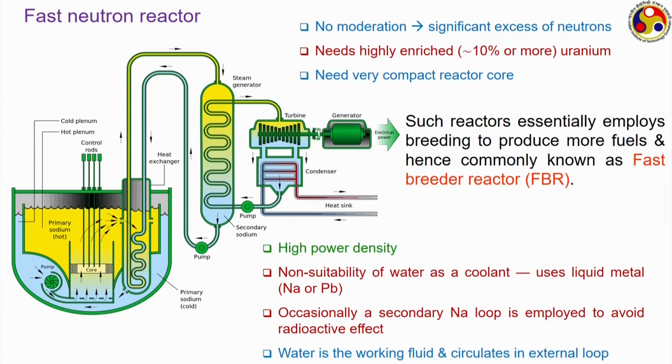Fast neutron reactors essentially employ a technique called breeding. By virtue of breeding, it can convert fertile material to fissile materials, and thereby it can produce some more fuel. That is why fast neutron reactors are also conventionally called fast breeder reactors or FBR, which is the topic of our discussion in module 8.